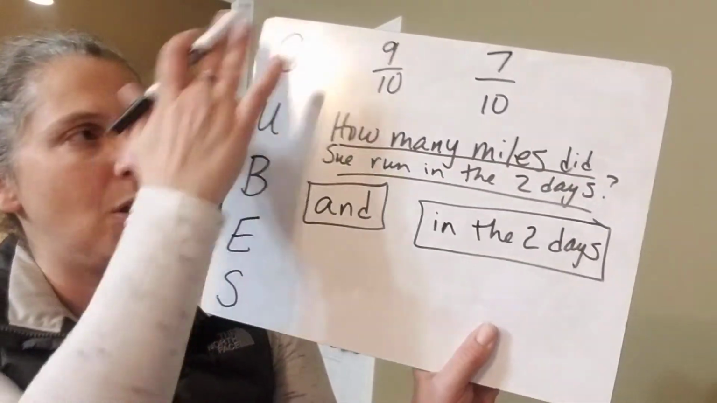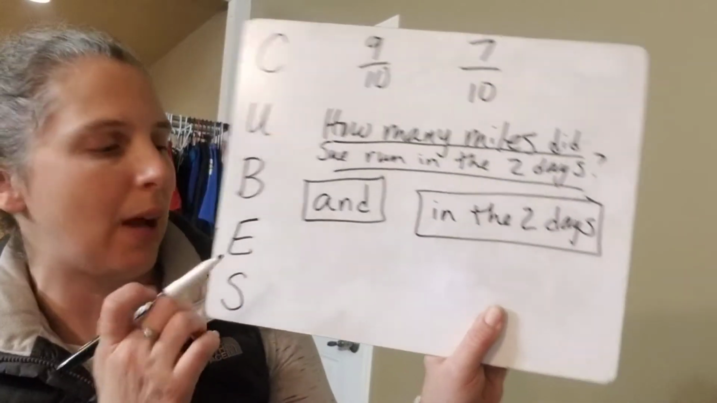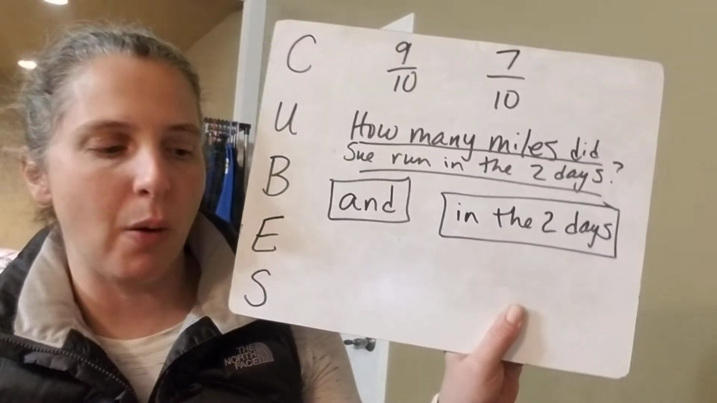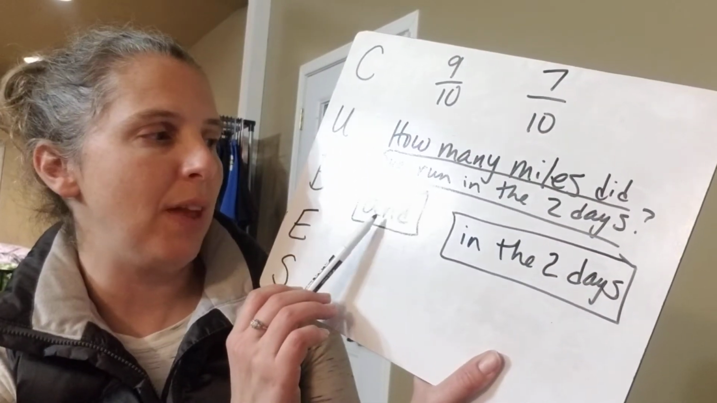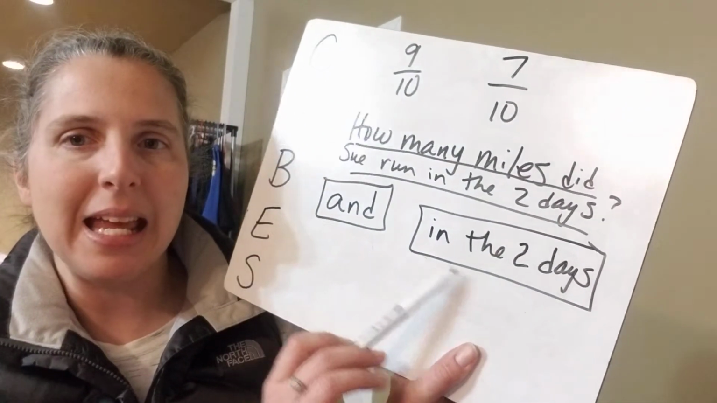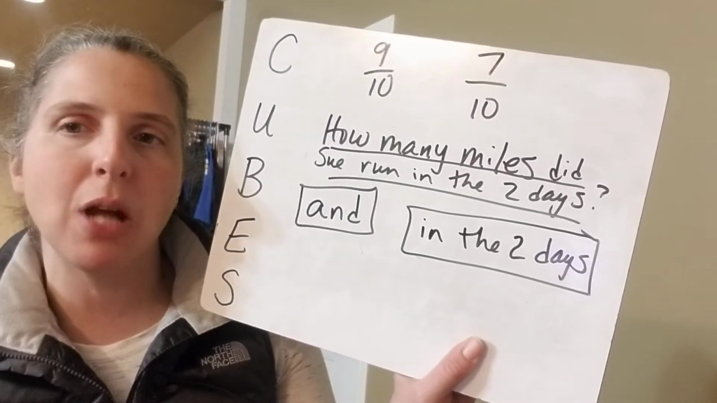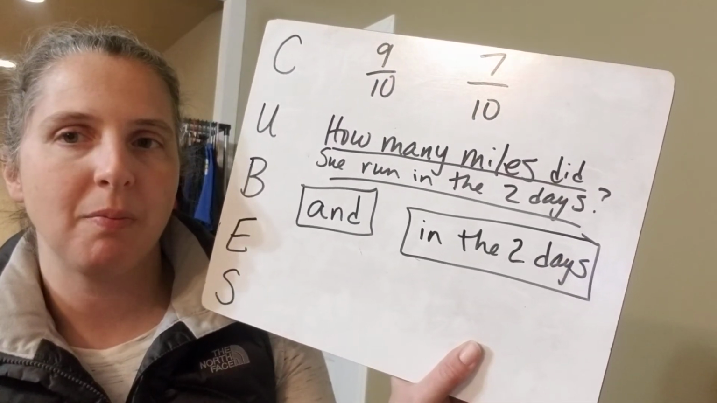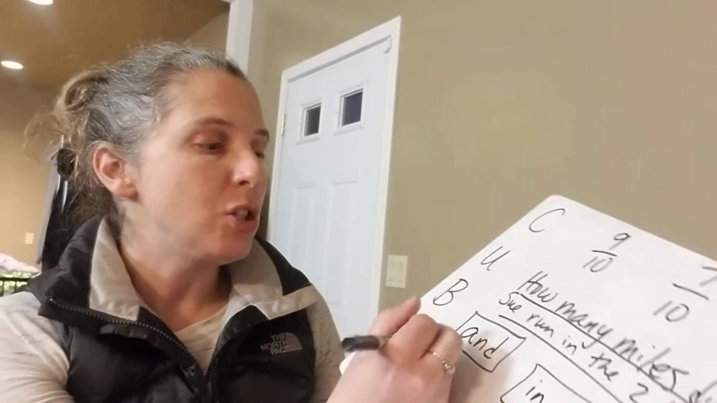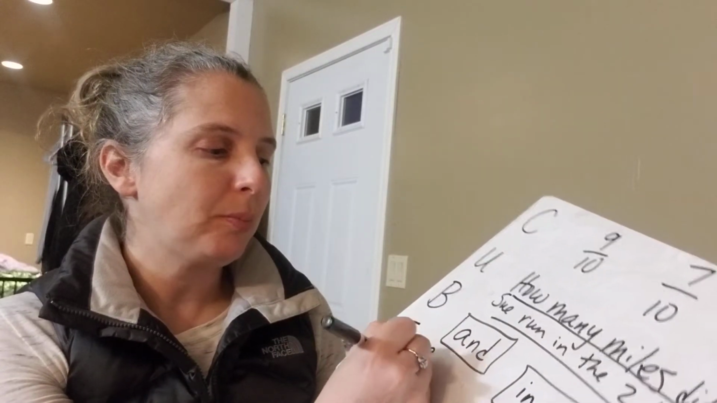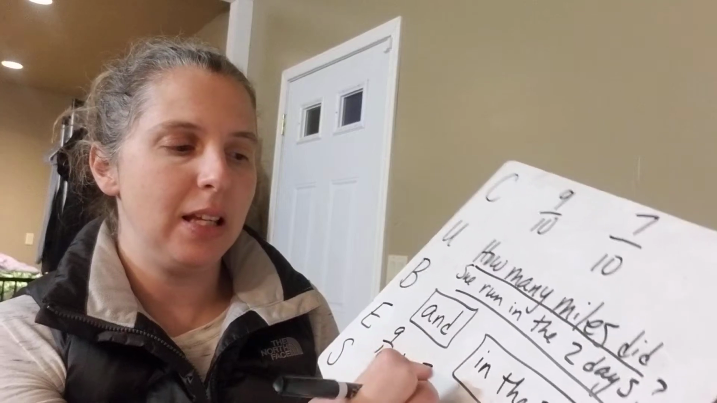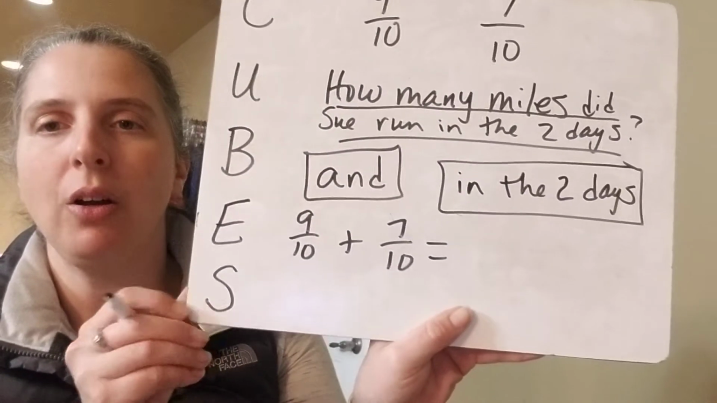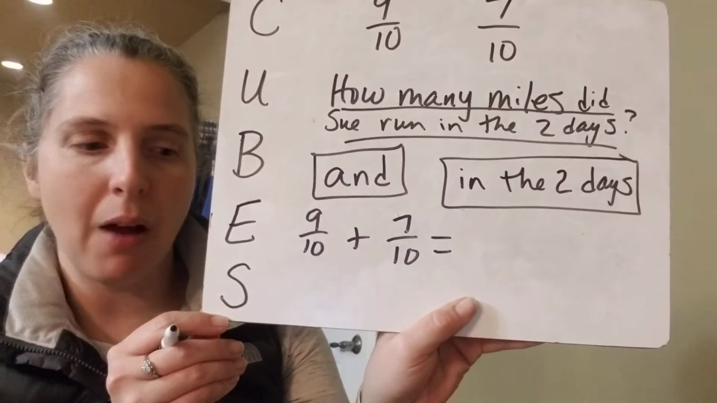We'll call E, we'll go back from cubes to cubes, okay? We'll call the E the equation. That's what you're going to write down, all right? So what do we need to do if they want to know in the 2 days? Are we adding, subtracting, multiplying, or dividing? I'm going to add. So write that down on your paper. 9/10 plus 7/10 equals, and then we're going to go ahead and solve it, all right?